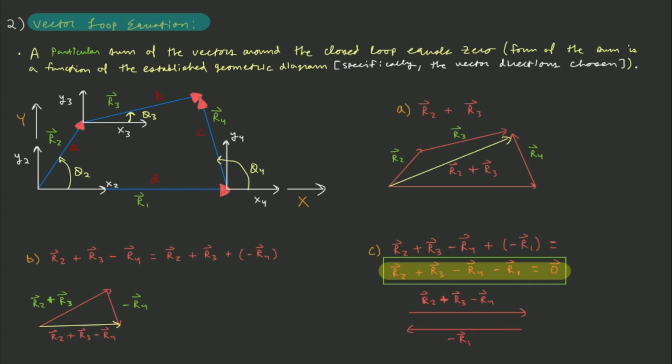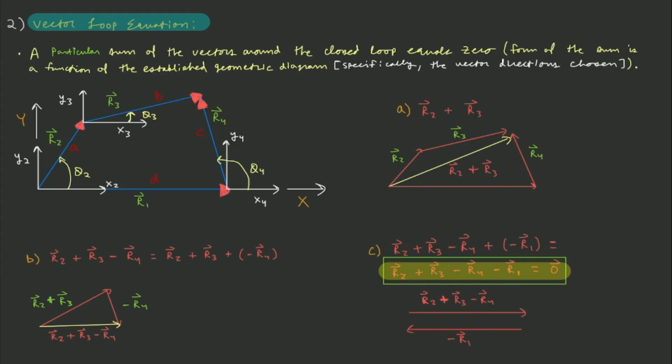So this sum just comes from this logic right here. Again, you're just saying, well, R2 plus R3 gives me this vector right here. If I take R2 plus R3 and I subtract R4 from it, I get this vector right here. Then if I have R2 plus R3 minus R4 and I subtract R1 from that, I get 0.